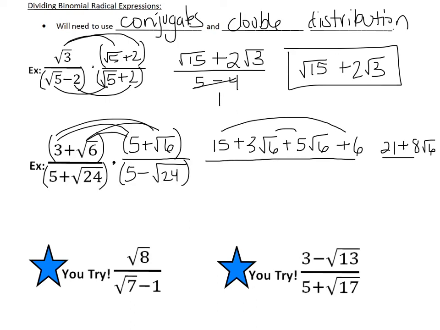This is all over. And my denominator, again, since they are conjugates, instead of doing FOIL, I'm just going to say first times first, get 25, and last times last, I get minus 24. And 25 minus 24 is just 1, and dividing by 1 doesn't change anything. So here is my answer.